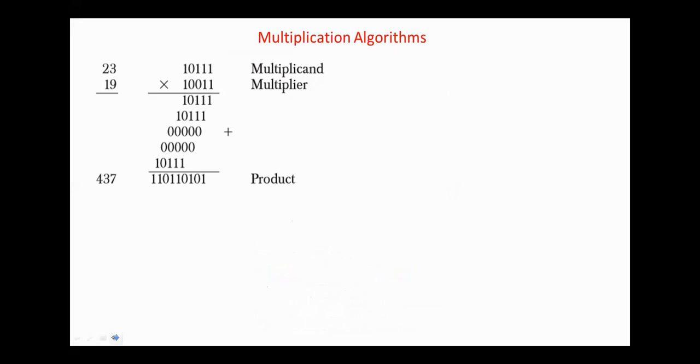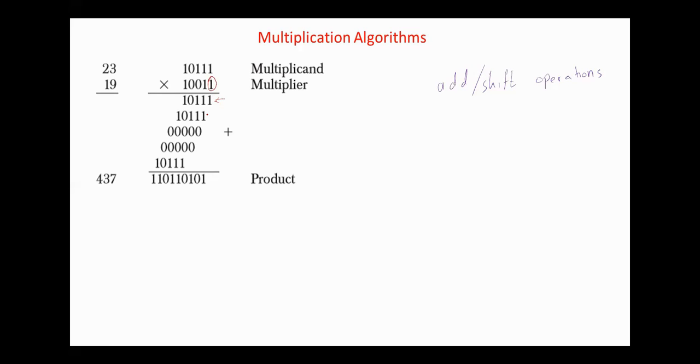Multiplication of two fixed point binary numbers in sign magnitude representation is done with paper and pencil by a process of add-shift operations. We start with the least significant bit of the multiplier. If it is 1, the multiplicand is copied down, and if it is 0, zeros are copied down. For example, here we have 1, so the multiplicand is copied down.